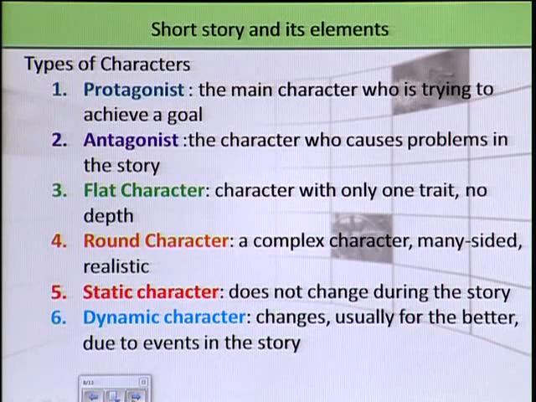Now there are certain flat characters, they have just one trait and they have no depth. Then we have round characters, they are usually the complex ones, they are many-sided and they are basically taken from real life. Then we have static characters which do not change during the course of the story, and dynamic characters are those which change, usually for the better, due to the events which are happening in the story.